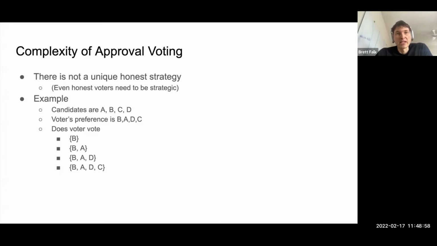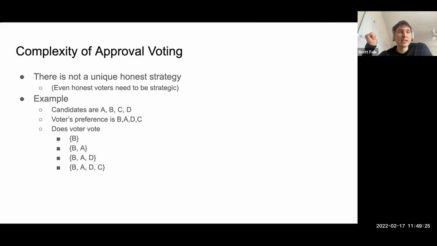But one of the drawbacks of approval voting that's been noticed a long time ago is that there's not a unique honest strategy. So even honest voters need to be strategic, and you kind of see this right away. If there are 4 candidates like A, B, C, D, and your preferences are B first, and then A, and then D, and then C, you have to choose. Do you vote for just B, or do you vote for B and A, or do you vote for B and A and D, or do you vote for all 4 of them?